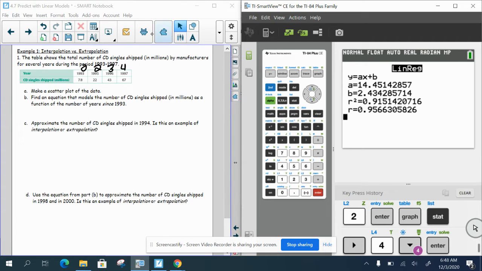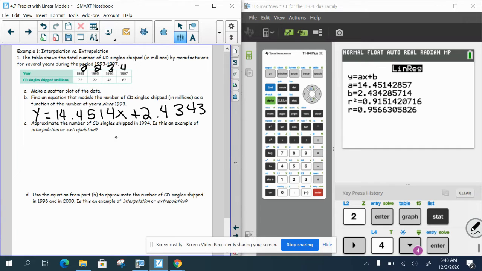All right, so let's write down our equation to 4 decimal places. So y equals 14.4514x plus 2.434, the 2 rounds up to 3. So there's our equation. Approximate the number of CD singles shipped in 1994.